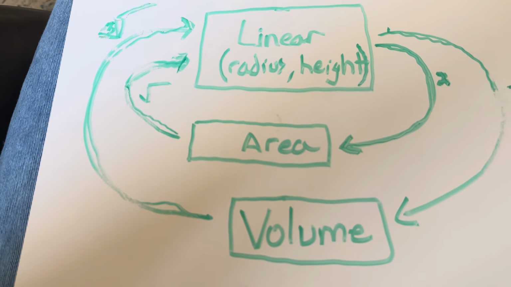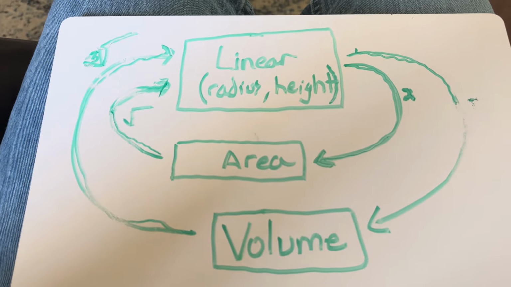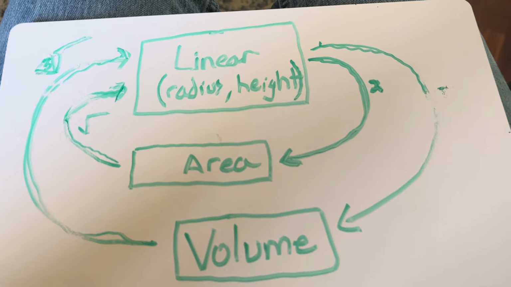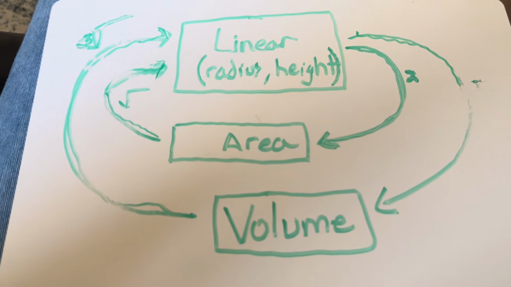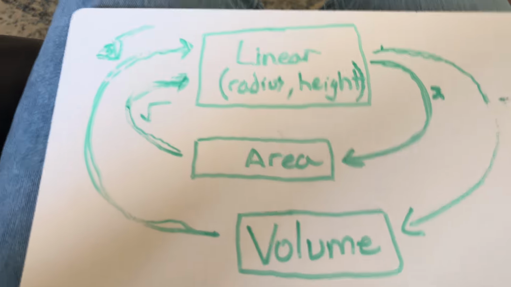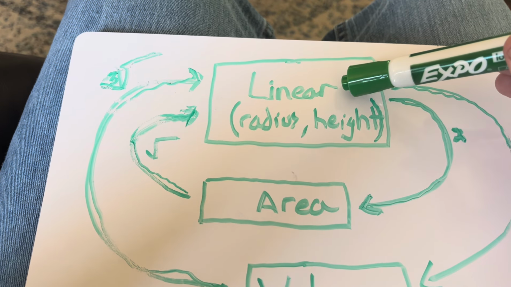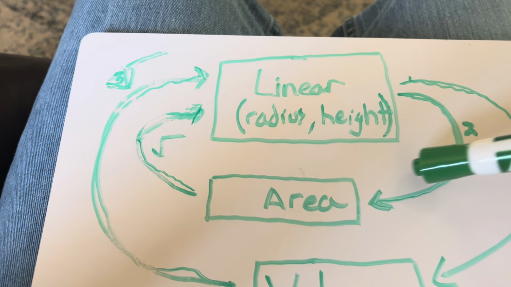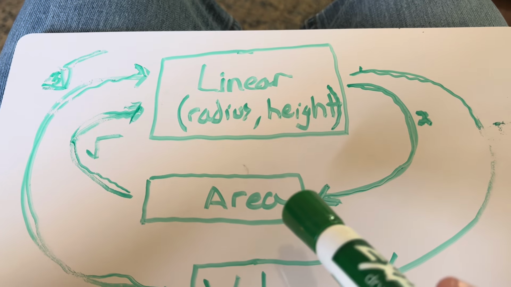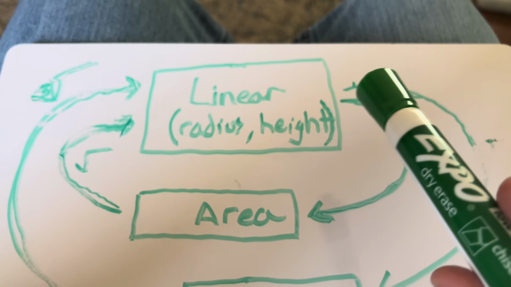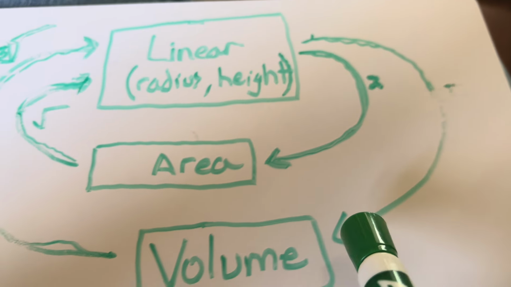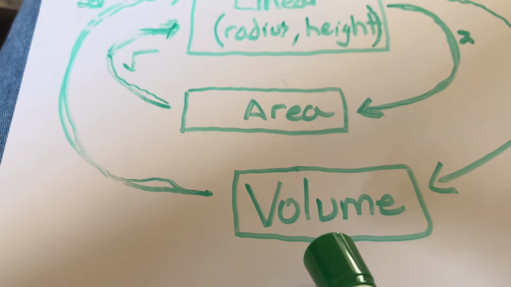This is noteworthy, and it leads us to this great chart here where given either the linear measurements, the areas, or the volume of two similar 3D figures, we can find the ratios of the others. So if we know the linear ratio, we can square it to find the ratio of the areas, and we can cube it to find the ratio of the volumes.